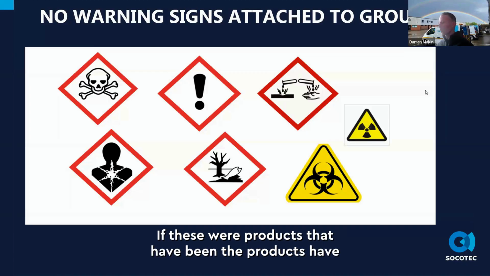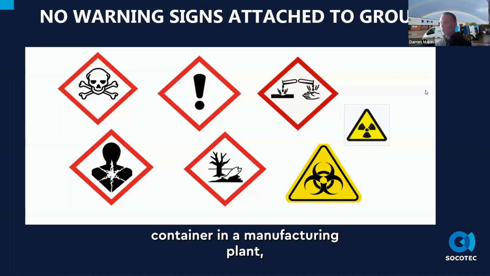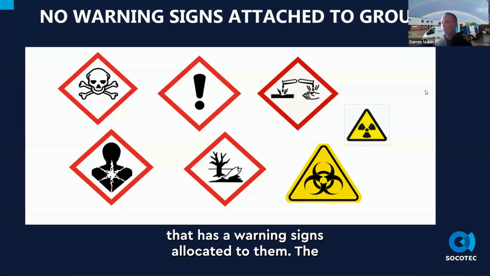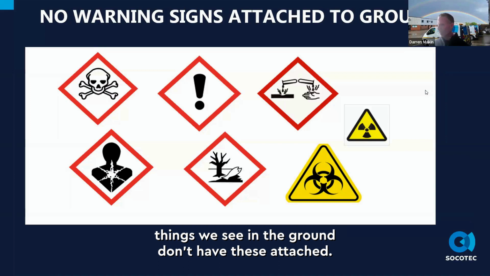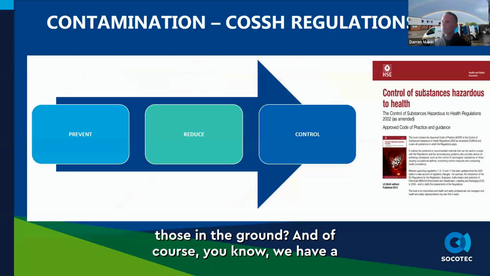If these were products that had been spilled or released to ground, and were on a shelf in a container in a manufacturing plant, they'd have hazard warning signs allocated to them. The things we see in the ground don't have these attached. So how do we know what the risks associated with those in the ground are?